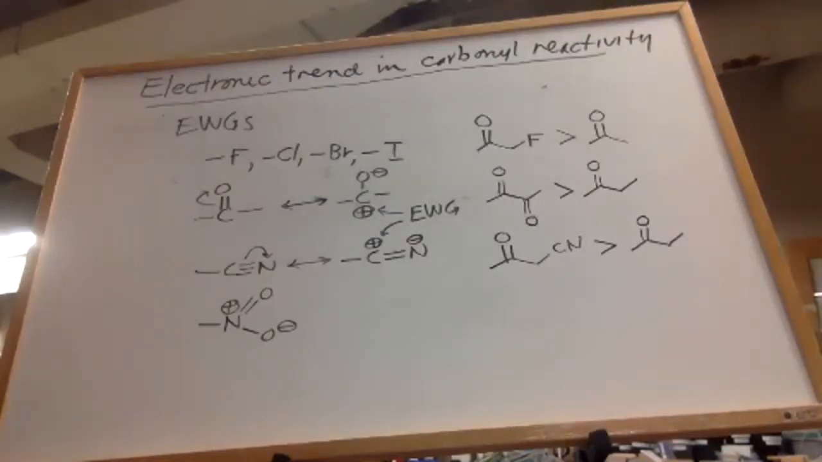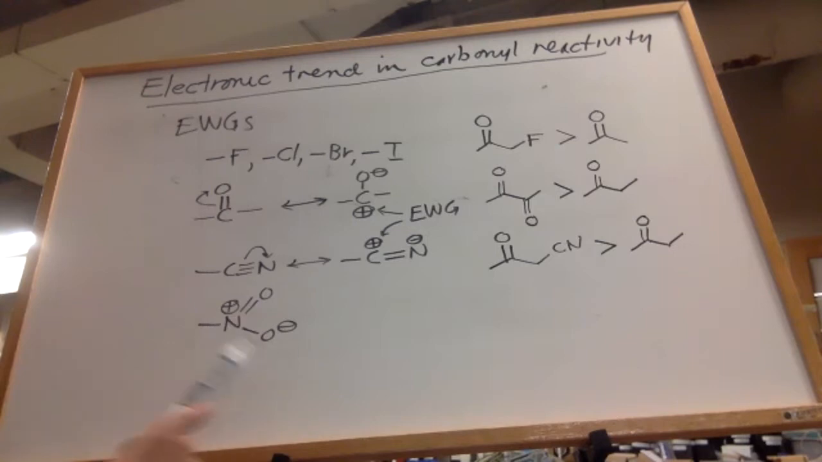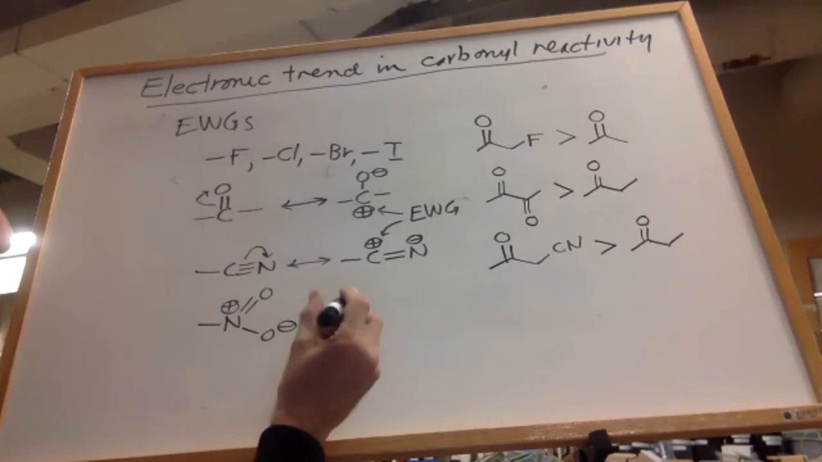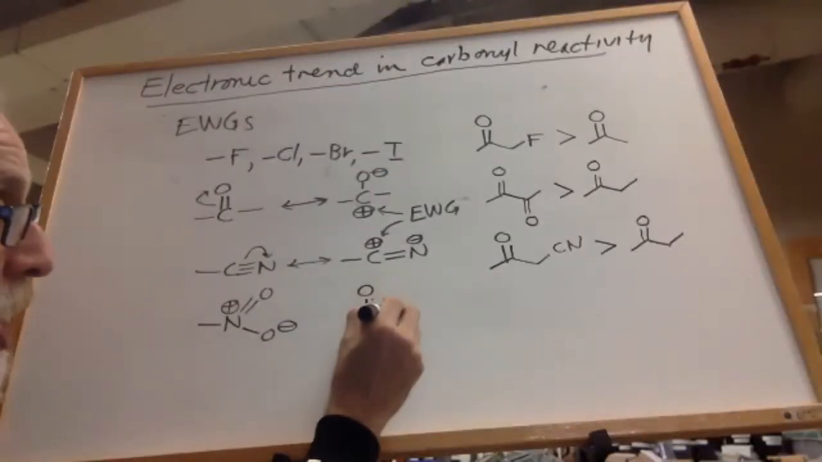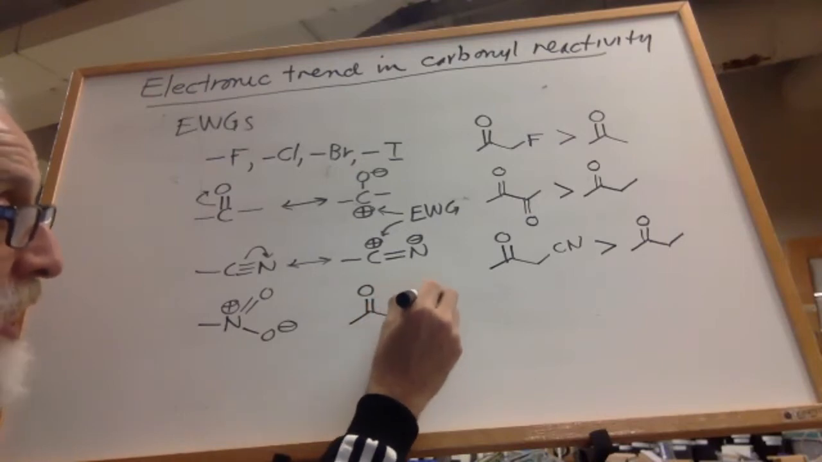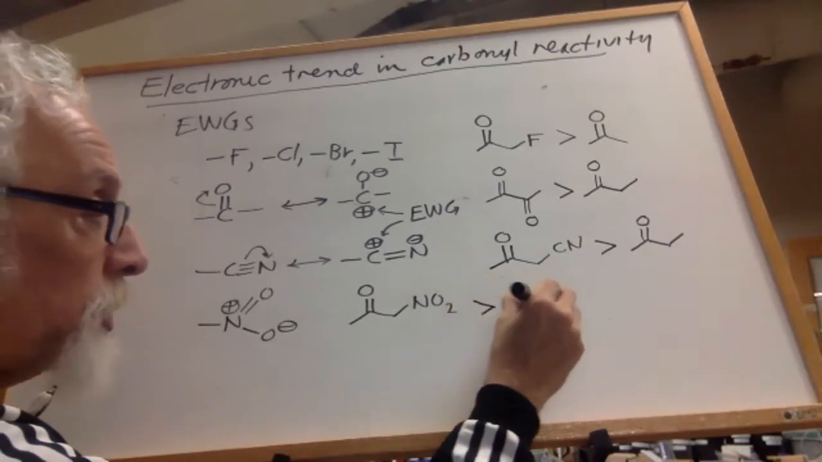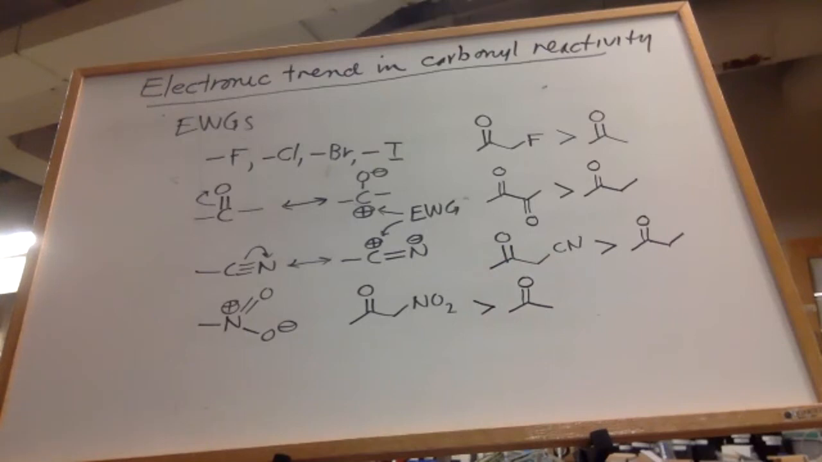An electron is negatively charged. A negatively charged electron is attracted to a positively charged nitrogen. This is an electron withdrawing group. Not only that, but oxygen and nitrogen are highly electronegative atoms, so this whole nitro group is electron withdrawing. So we could say that a carbonyl compound that has a nitro group somewhere in the molecule is going to be more reactive than a carbonyl compound that doesn't have a nitro group on it.